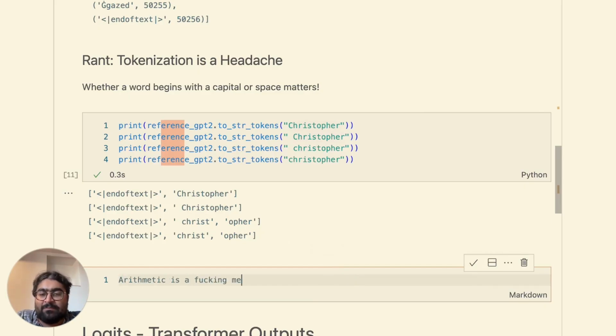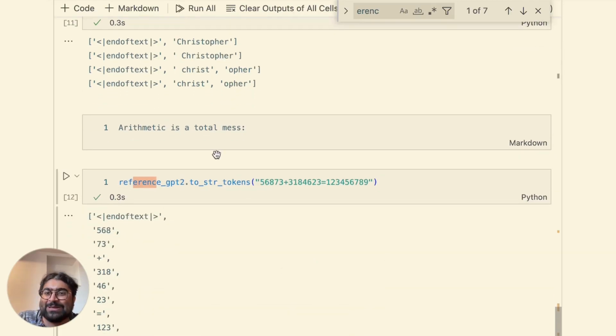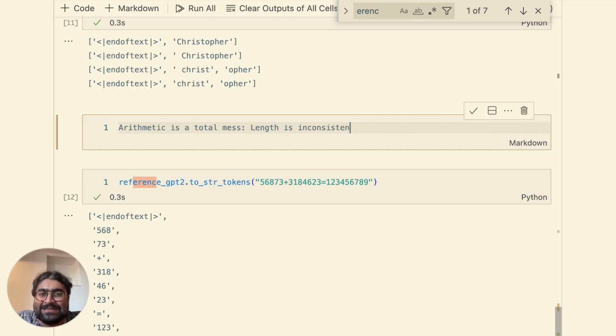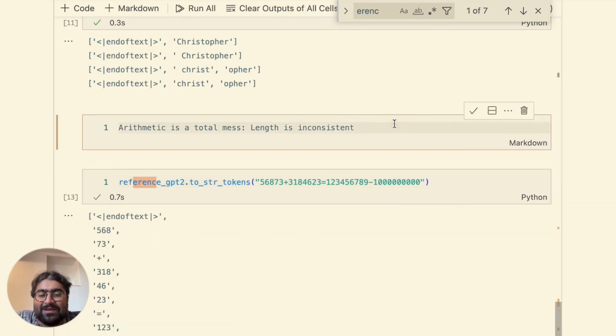Arithmetic is a total mess. Let's give our model, I don't know, yeah, I don't actually know. This is clearly not a true equation, but whatever. And so, look, length is inconsistent. Let's add in a bunch of zeros at the end. You know, length is inconsistent. Common numbers bundle together more.